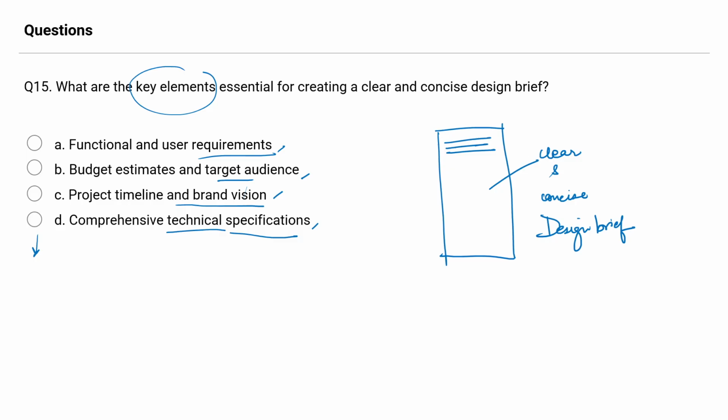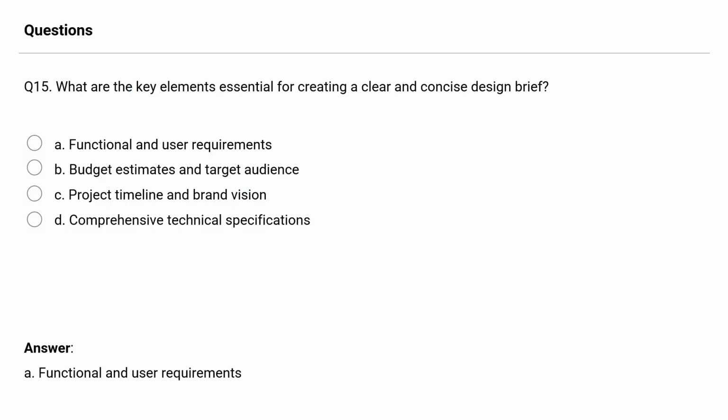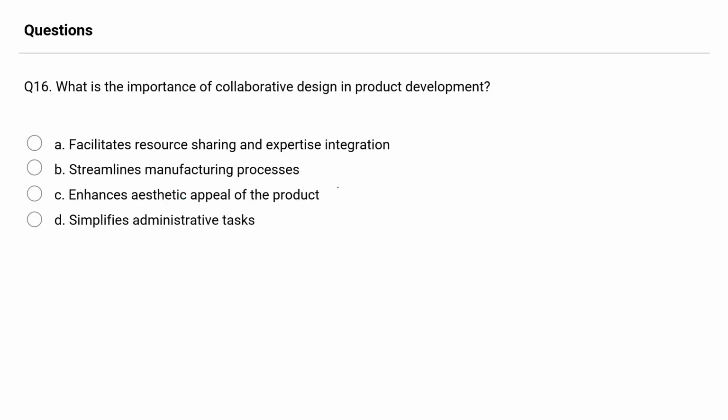Okay, so let's see the correct answer. It's A, which is the functional and user requirements. The key elements essential for creating a clear and concise design brief is the functional and user requirements. Okay, let's go to the 16th question.